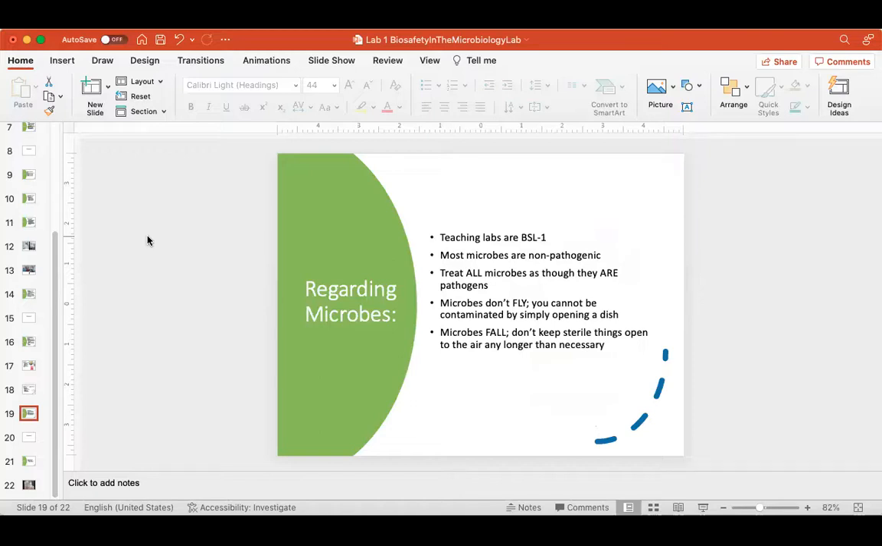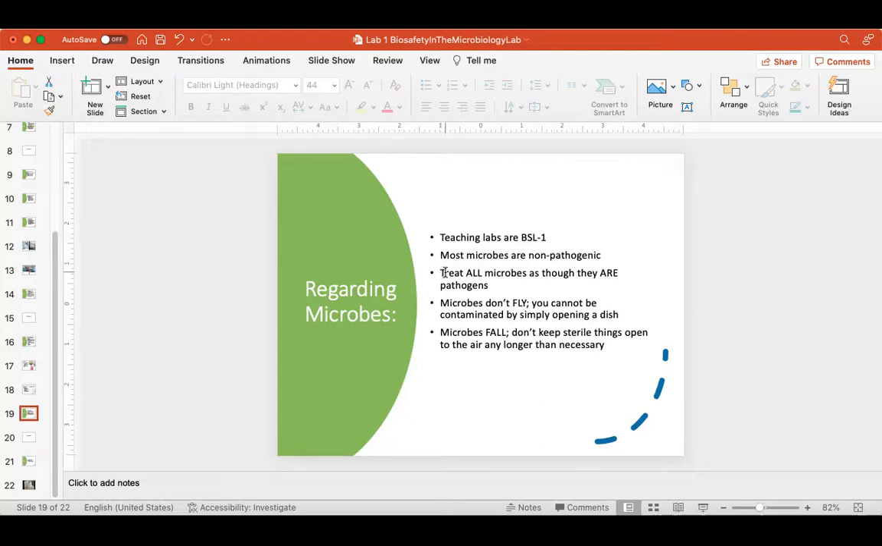Couple other things to remember. Most microbes, remember, are not pathogens. We talk about this in the first lecture. Remember, something between 1 and 5% of bacteria are pathogens. That's it. The rest of them are actually harmless to us or even helpful for us. Remember, those bacteria that live on us and in us are part of our microbiome. They are part of what keeps us healthy, and they are not to be feared.